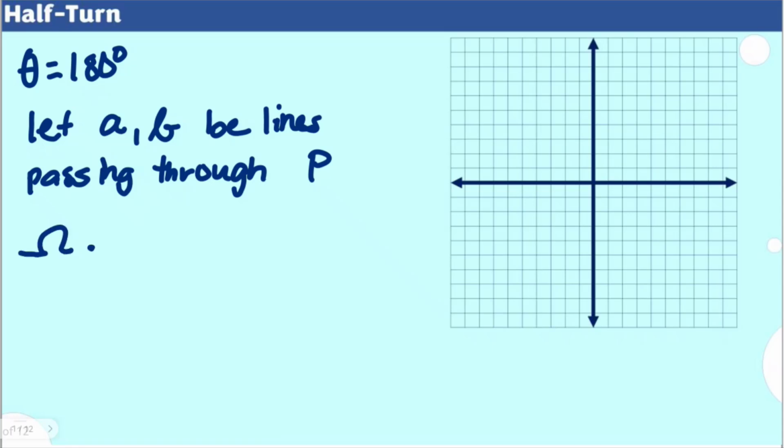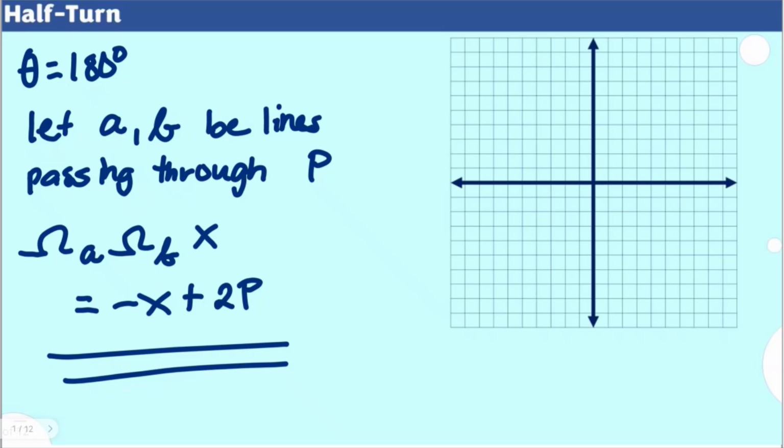The half turn along A and B of your P, or in this case any X, is a half turn rotation about P, which is again not the origin, identified in this given formula. You have here minus X plus 2P. So this is the formula in determining a certain half turn.